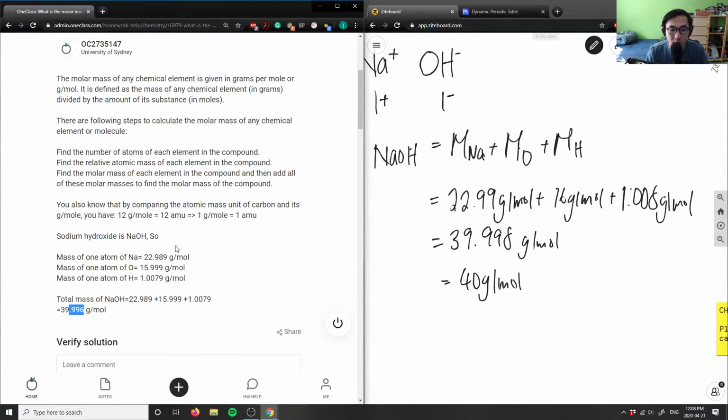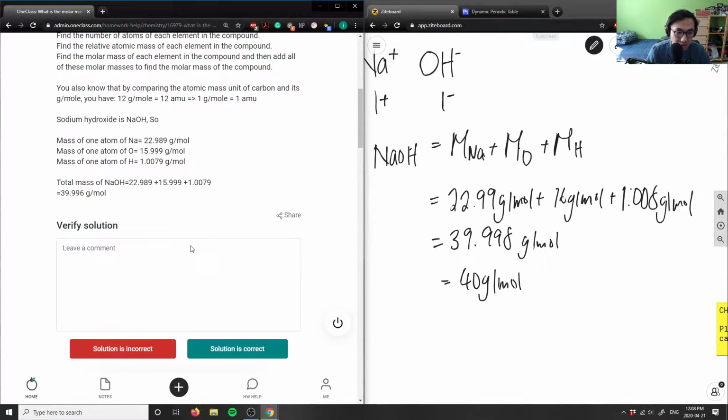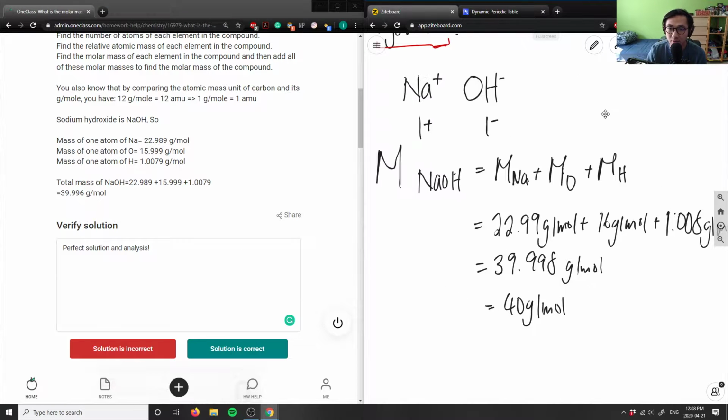39.998 is close enough. You can round it to 40 because I have two significant digits. In this case, they took 5, so therefore they have to write 39.996. This here is a perfect solution and analysis. So our first question here is correct.